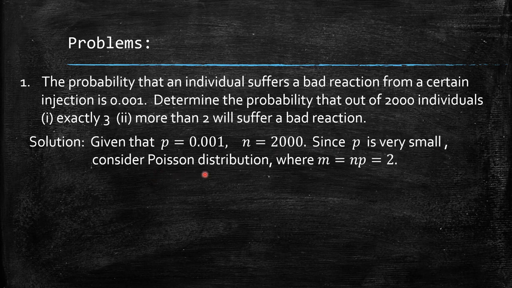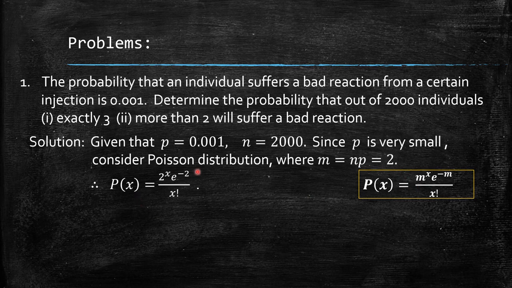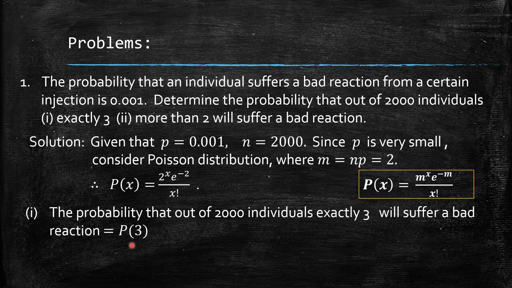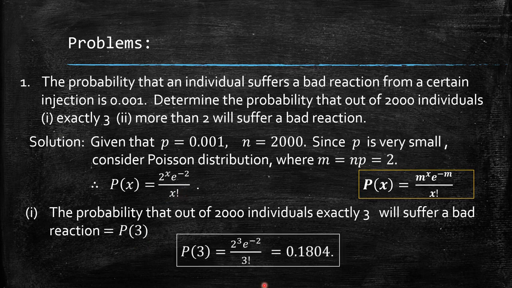For the probability function we need m. m is the mean of the Poisson distribution, which is np. So we first find m, that is n into p, 2000 into 0.001, which is 2. Thereby the probability function p of x, m to the power x e to the power minus m by x factorial, now becomes 2 to the power x e to the power minus 2 by x factorial. Now we can find the probability that out of 2000 individuals exactly 3 will have a bad reaction. Just substituting x equal to 3, p of 3 is equal to 2 cubed e to the power minus 2 by 3 factorial.